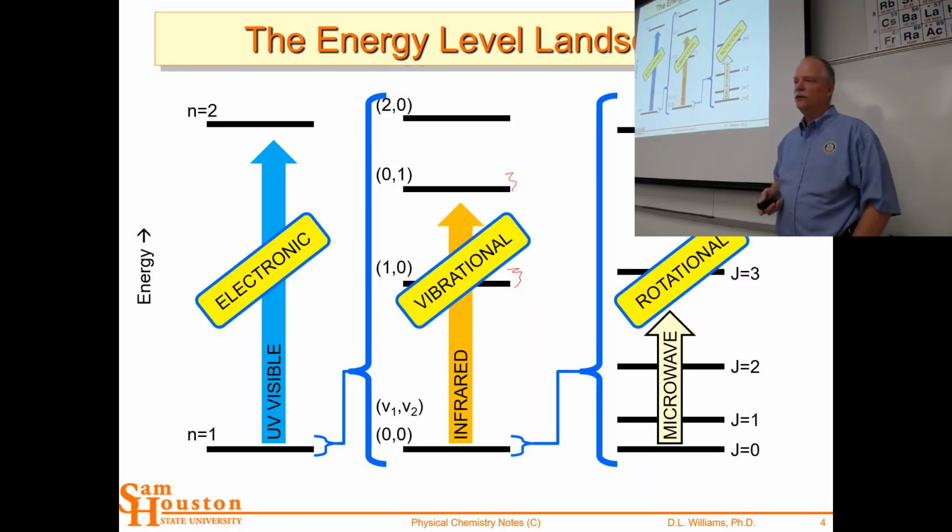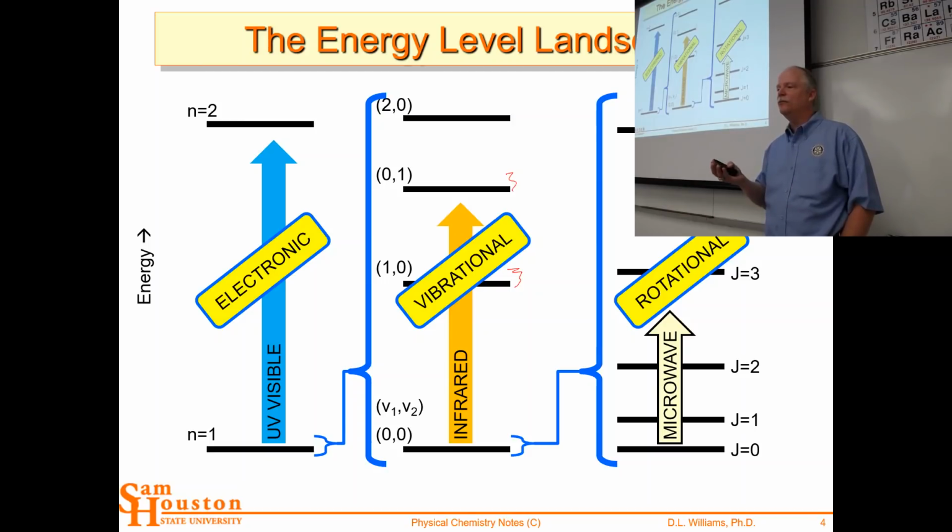Yes? For rotational, the reason why they're not equally spaced apart is because of J being squared? Yes, so B times J times J plus 1. And so there's a J squared term. So it's J squared plus J, right? And so there's a linear piece and a squared piece. And so as you raise the quantum number, you could look at those J's and calculate the energies and see that the spacing is not linear. Yeah.